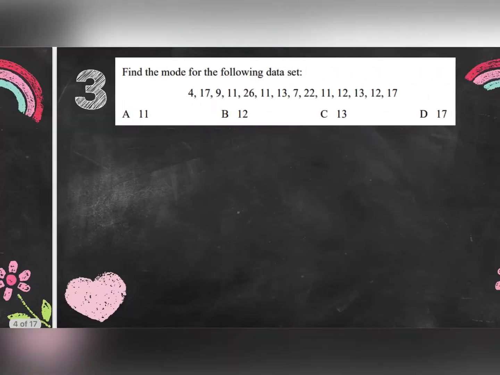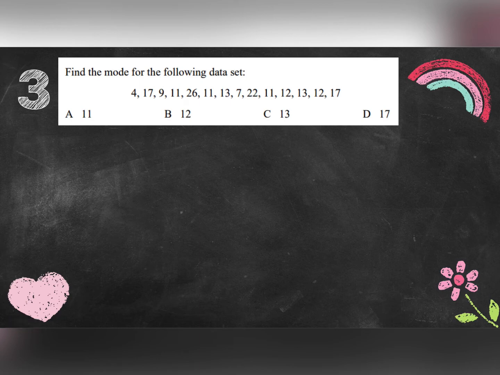Next, question number 3. Find the mode. Okay, mode. Apakah yang dimaksudkan dengan mode? Mode adalah the highest ataupun repeated, nombor yang paling banyak kali berulang. Untuk this one is ungroup data kan? So nombor yang paling banyak kali berulang. So nombor apa yang banyak kali berulang? Let's check it out. So we have 4 tak ada, 17 kita ada 2 kali, 9 tak ada, 11 ada 1, 2, 3. Okay, and then 26 tak ada, 12 ada 2. Okay, so the repeated number will be 11 lah. So the answer will be A.